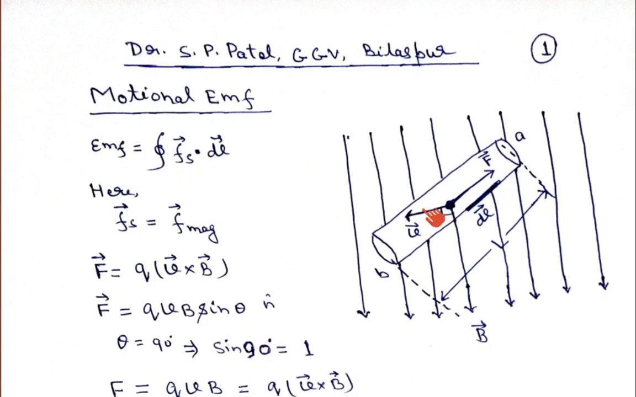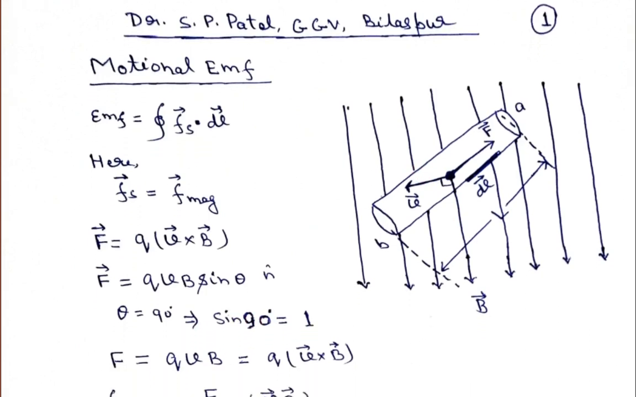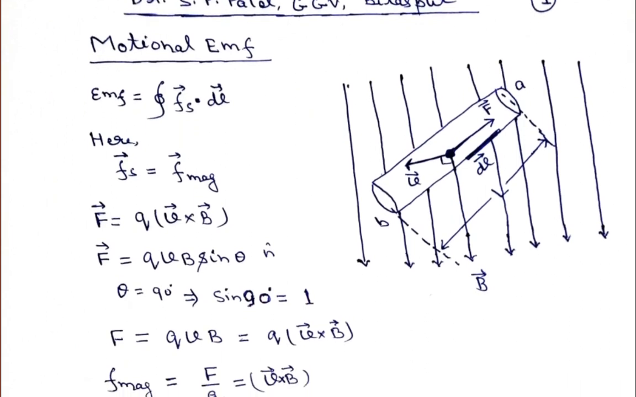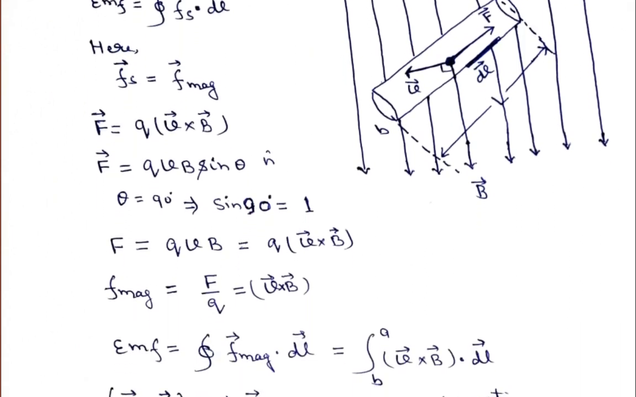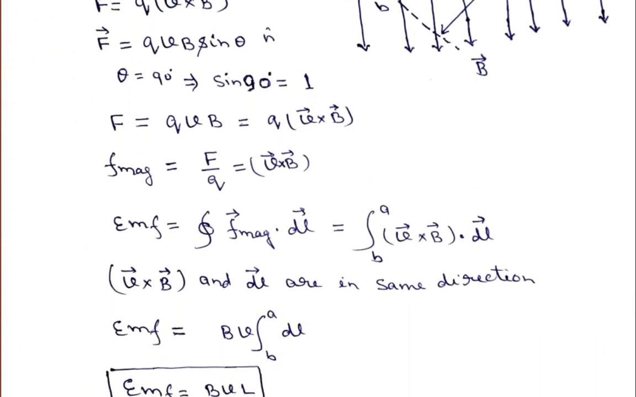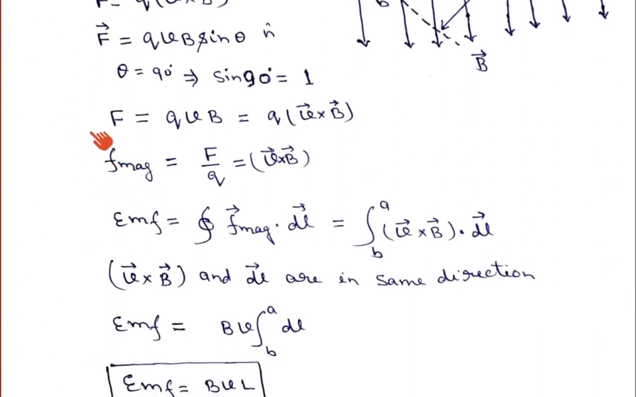That is the normal. It means the angle between V and B is equal to 90 degrees. We can write sin theta is equal to 1. So we can write F is equal to QVB, or simply Q V cross B as I have written. If we try to find out F magnetic, then F magnetic divided by Q is V cross B.